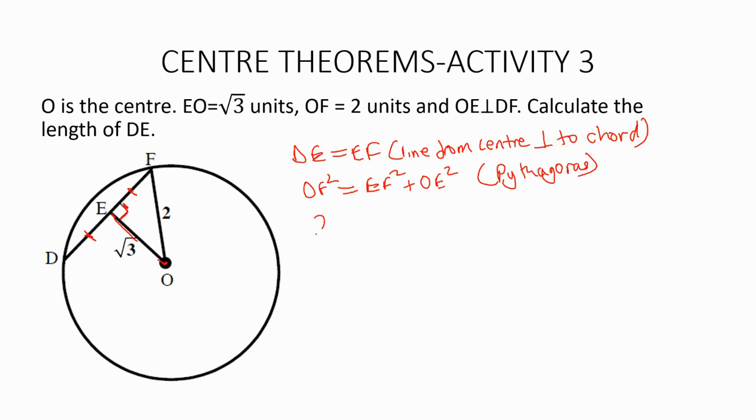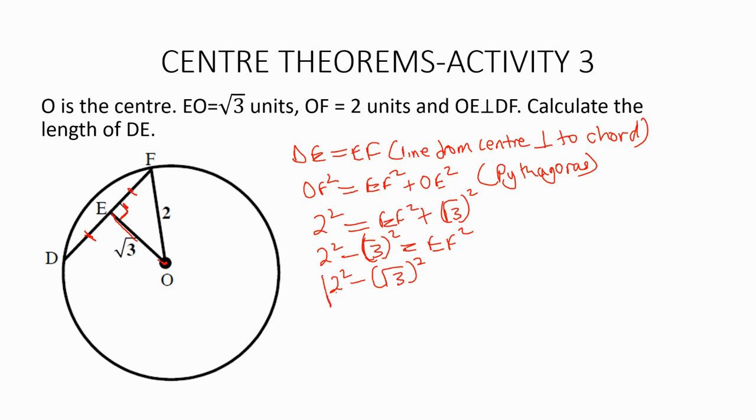Now, let's substitute. OF is 2, so 2 squared is equal to EF squared plus square root 3 squared. Now square root 3 squared is 3, remember that. So it's going to be 2 squared minus square root of 3 squared is equal to EF squared. If you check here, this is 4 minus 3, which is 1. Square root of 1 is 1. You can even put it in the calculator if you're not sure, but I've told you the answer here is going to be 1.